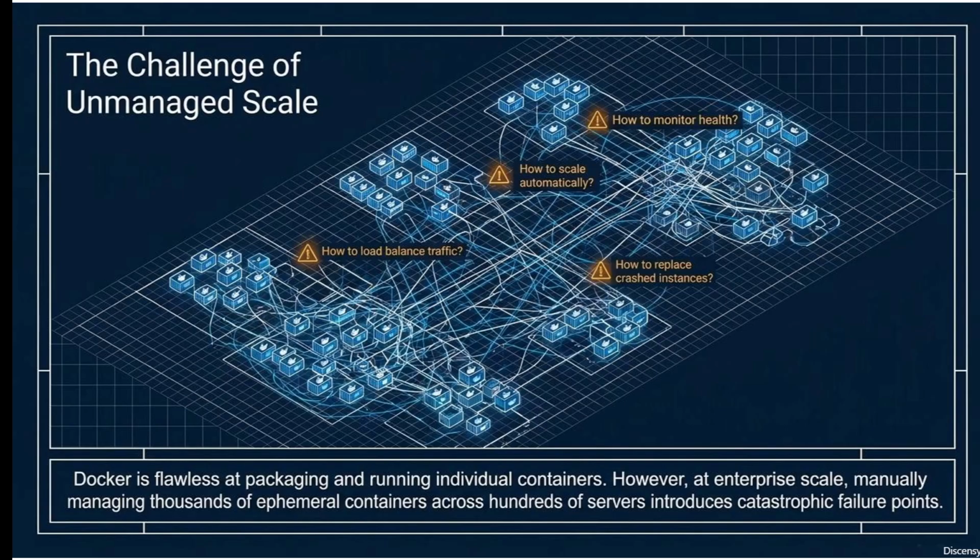Docker is flawless at packaging and running individual containers. However, at enterprise scale, manually managing thousands of ephemeral containers across hundreds of servers introduces catastrophic failure points. These catastrophic failure points are how to load balance traffic, how to scale automatically, how to monitor health, and how to replace crashed instances. These are the main challenges when we go for enterprise scale.